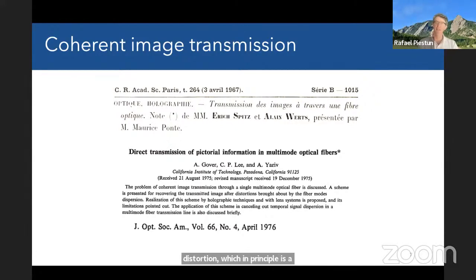And the basic concept is more than 50 years old. Actually, the first demonstration using holography was done in 1967. The problem with this demonstration is that it was very elementary, used coherent light, and also required access to the distal side of the fiber, and didn't use fluorescence and so on. So these were nice laboratory demonstrations, and despite being more than 50 years old, no demonstration of this technique had been done in vivo until recently.